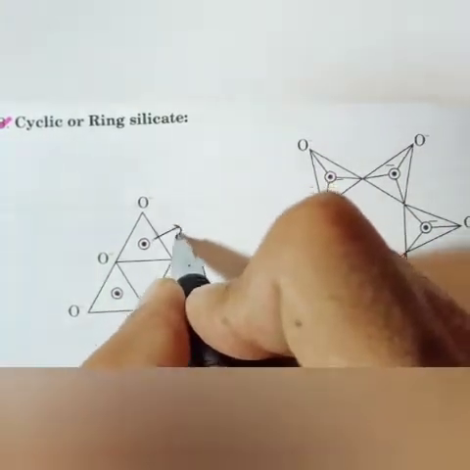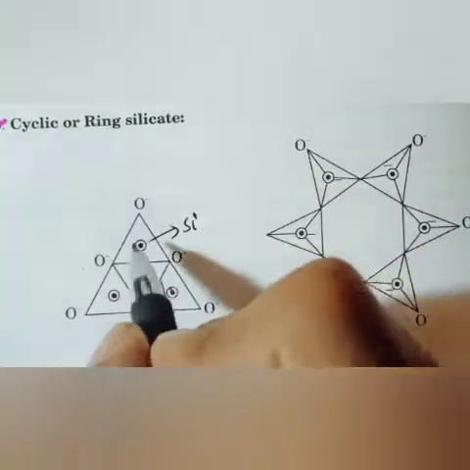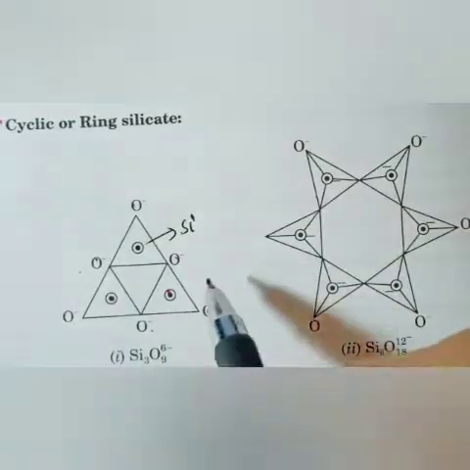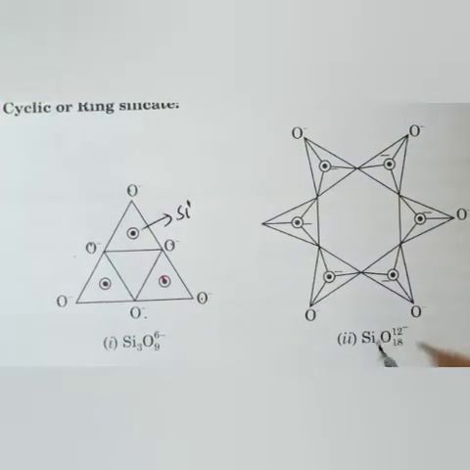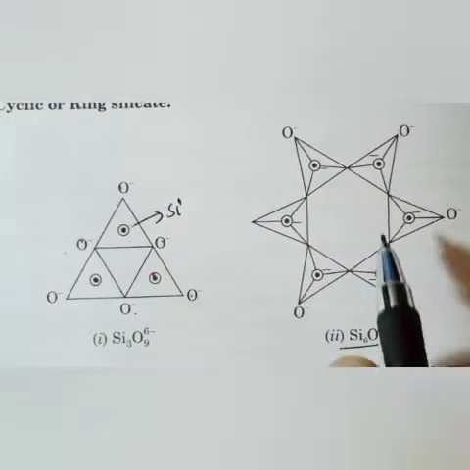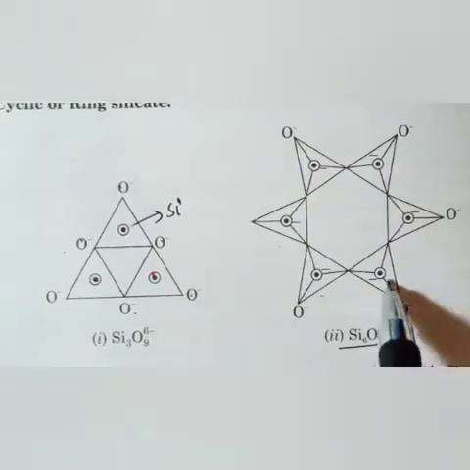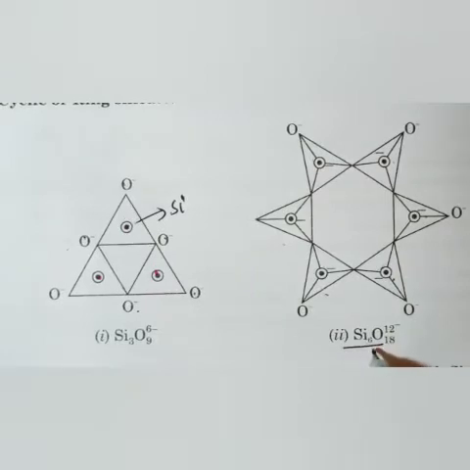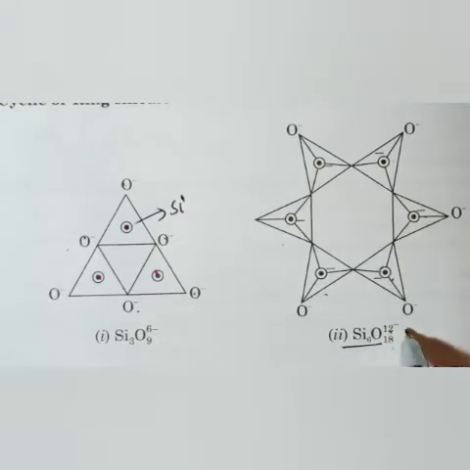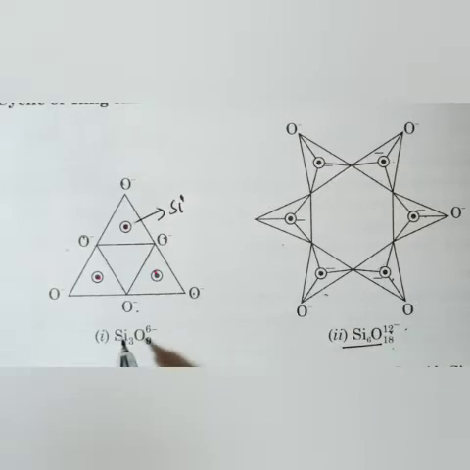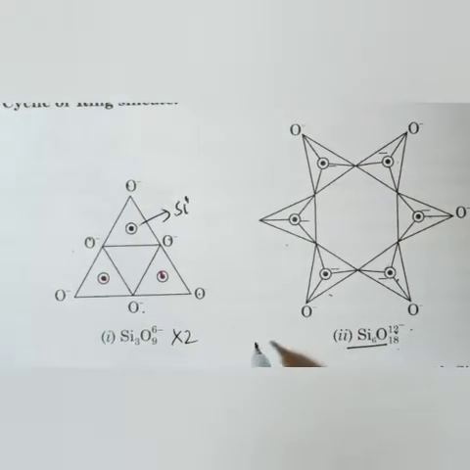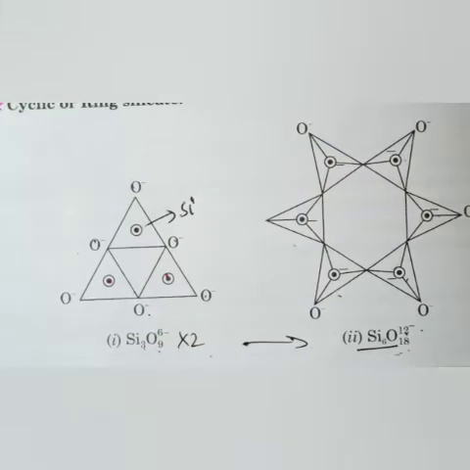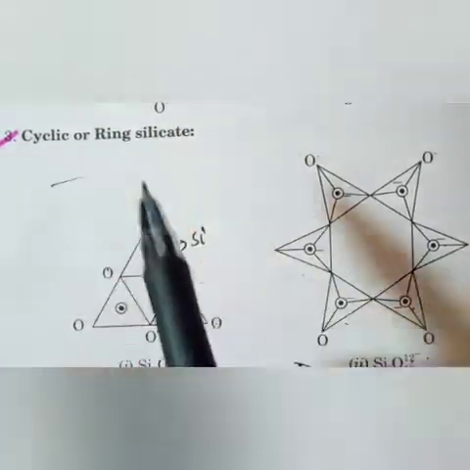These are silicates, Si and O. So 1, 2, 3, 4, 5, 6, 7, 8, 9: 9 oxygen and 3 silicon are there. Whereas Si6O18 will have 6 silicon in a hexagonal shape, and the formula is Si6O18 12 negative. Dear students, it is very simple. Multiply by 2: Si3 becomes Si6, O9 becomes O18, and 6 negative becomes 12 negative. Okay, this is the cyclic ring silicate.